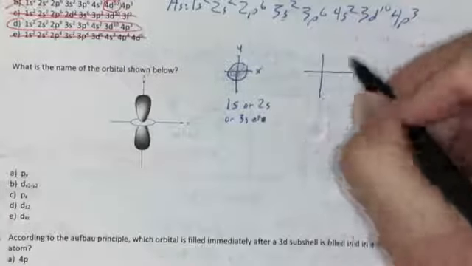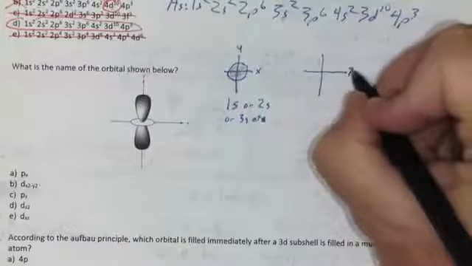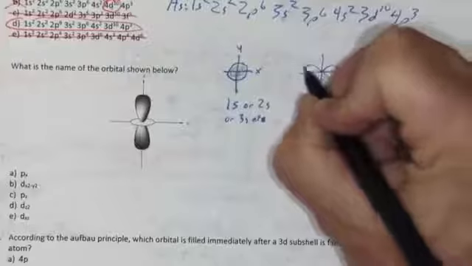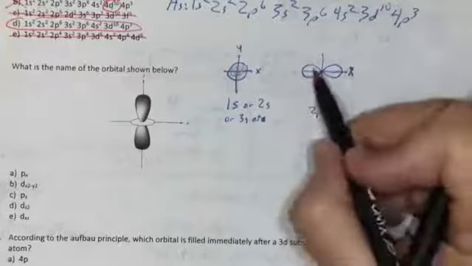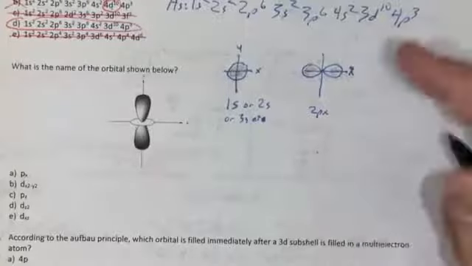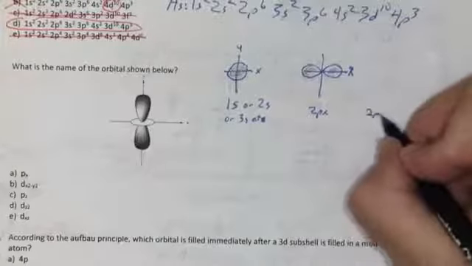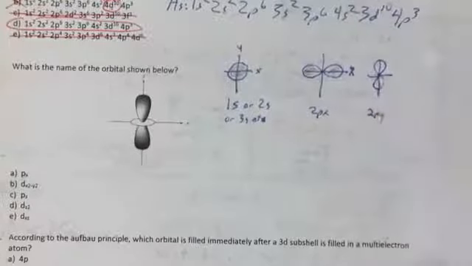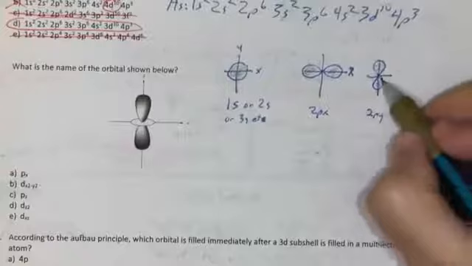Next, we have a 2p orbital. If this is the x-axis, then the 2p sub x has a dumbbell shape with 2 lobes on either side on the x-axis. And so I'll shade in this. If you have a 2p sub y, it's on the y-axis. 2 lobes, a dumbbell-shaped orbital. This is 2p sub y.